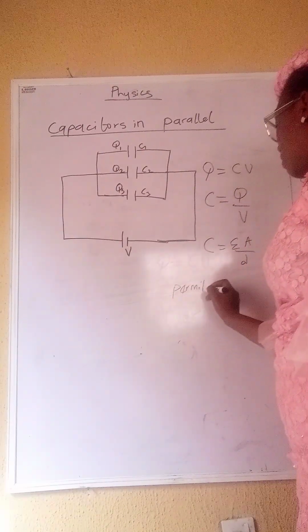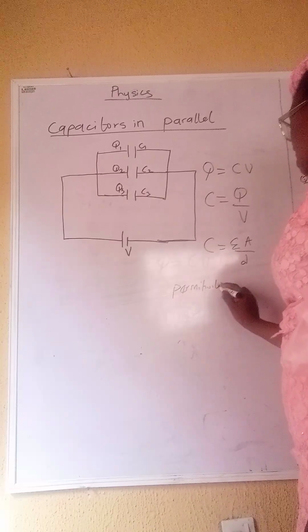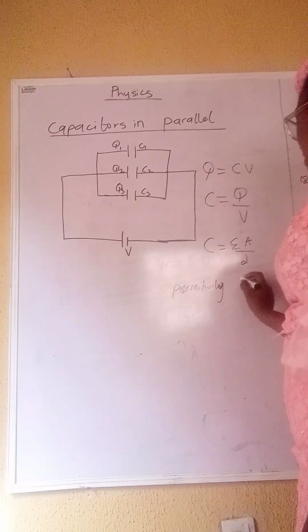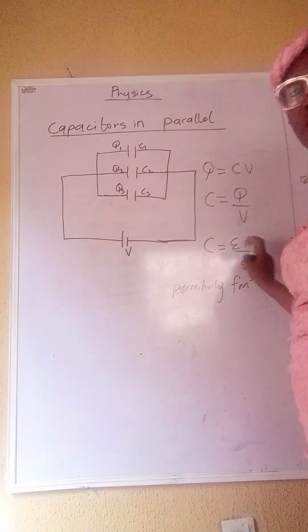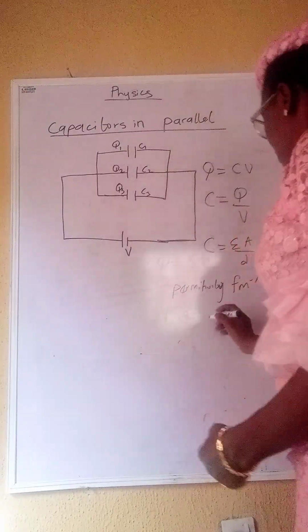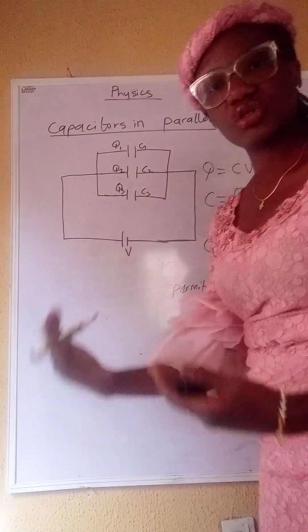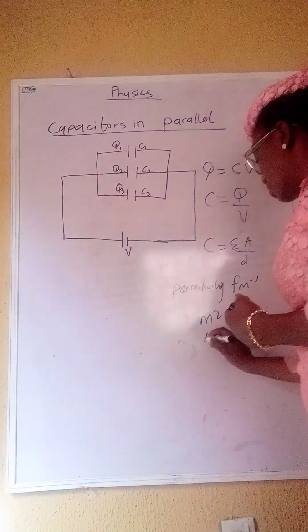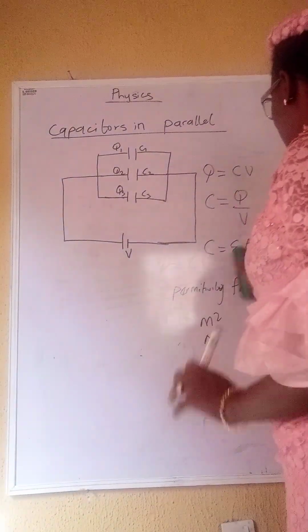Permittivity of the material, and the unit is farad per meter, and A is the area of overlap of the plate and is measured in meter square. D is the distance between the plate and is measured in meter. Okay, that's by the way.